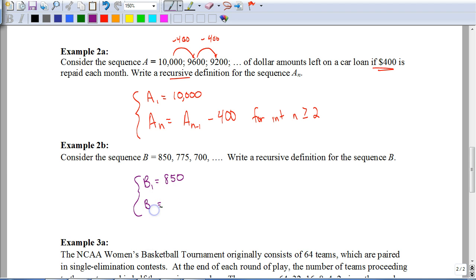Now to find the next term in the sequence, we're going to take the previous term, and what are we doing each time? Well, we're going from 850 to 775, then 775 down to 700. Well, we're subtracting 75 each time. So we would use this formula for our second term on, so for integers where n is greater than or equal to 2.